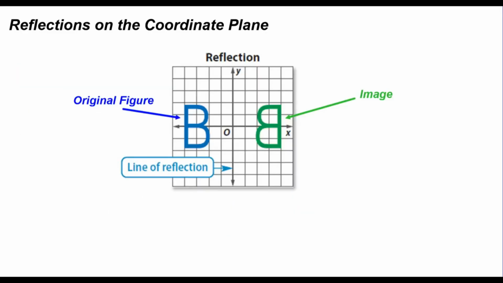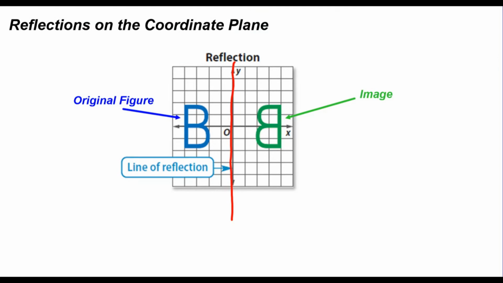So reflections, here's what a reflection would look like on the coordinate grid. And again, the blue is our original figure and the green is the image. So notice now it didn't slide, it was a flip. It's like we took it and flipped it over the y-axis. In this example, the y-axis is our line of reflection. So pretend like the y-axis is your mirror. If the y-axis was the mirror, this is what the reflection would look like, okay?